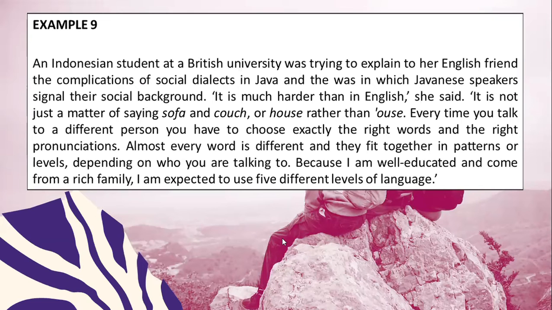Example 9. An Indonesian student at a British university was trying to explain to her English friends the complications of social dialect in Java and the ways in which Javanese speakers signal their social background. "It is much harder than in English," she said. "It is not just a matter of saying sofa instead of couch or house rather than home. Every time you talk to a different person, you have to choose exactly the right words and the right pronunciations. Almost every word is different and they fit together in patterns or levels depending on who you are talking to. Because I am well educated and come from a rich family, I am expected to use 5 different levels of language." So this is in the Javanese language.